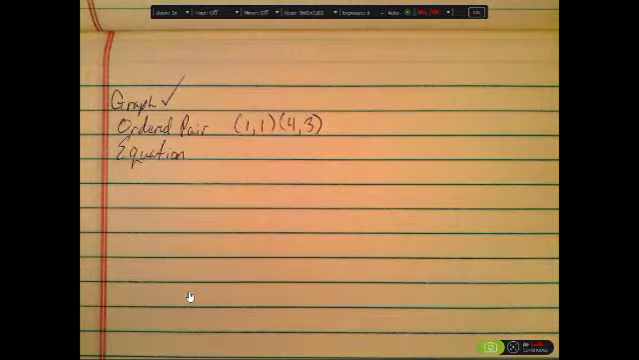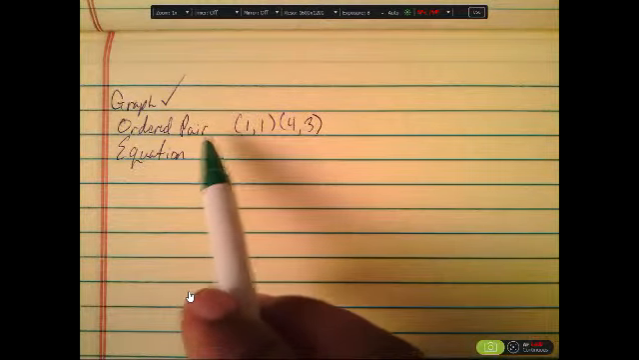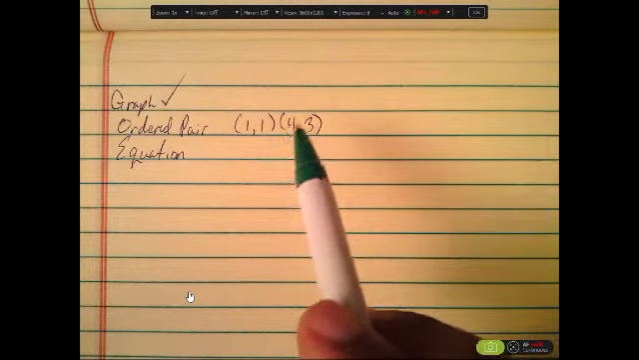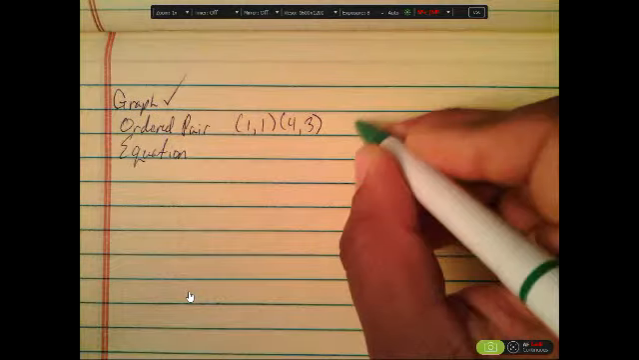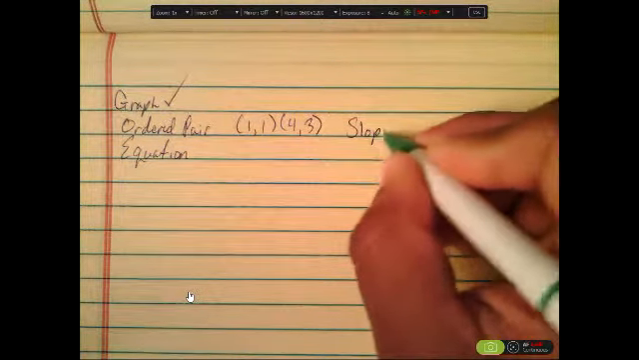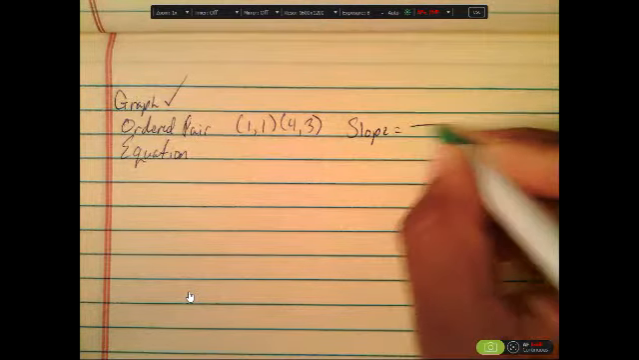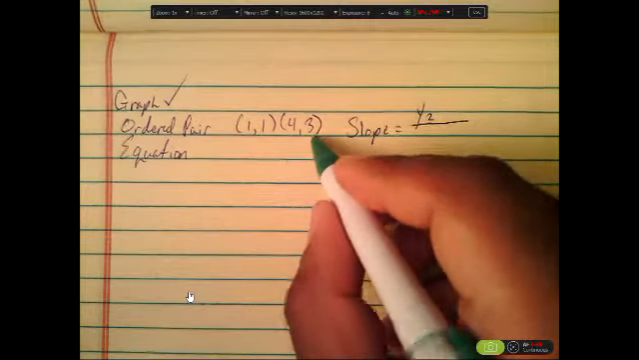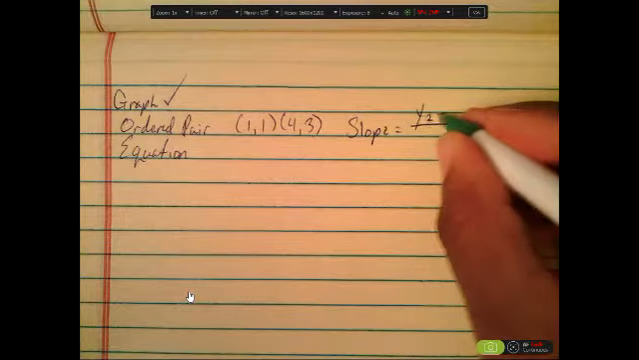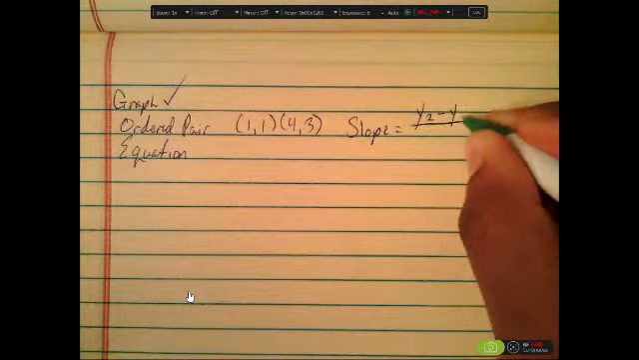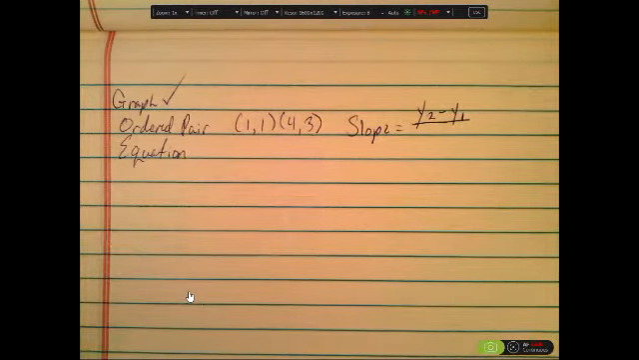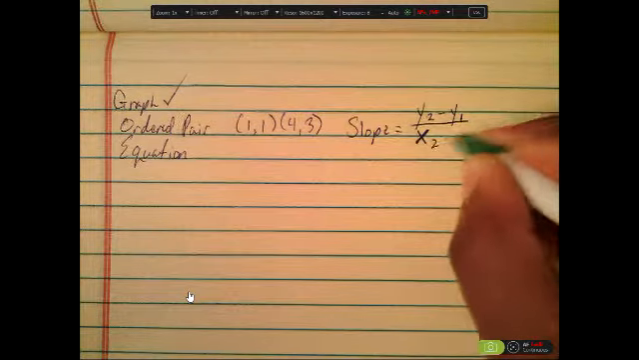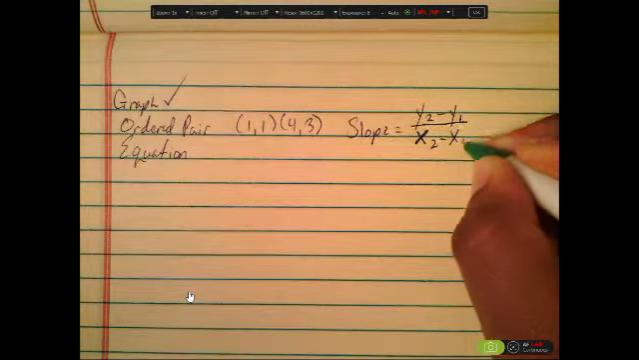Okay, so the one thing you have to remember about finding it from ordered pair is a simple formula, and that formula is simply slope equals, we call this the change in y, but anyway, the second y value minus the first y value. So we're going to say y subscript 2 minus y subscript 1 all over the second x value minus the first x value.